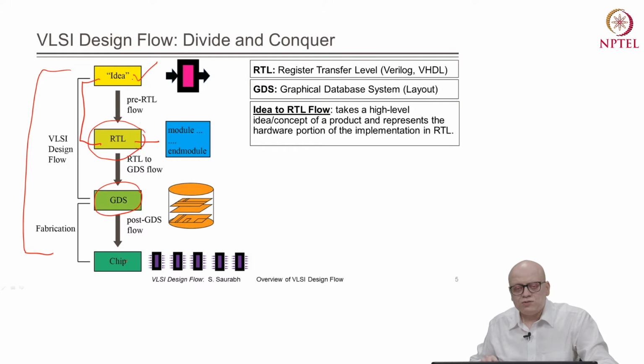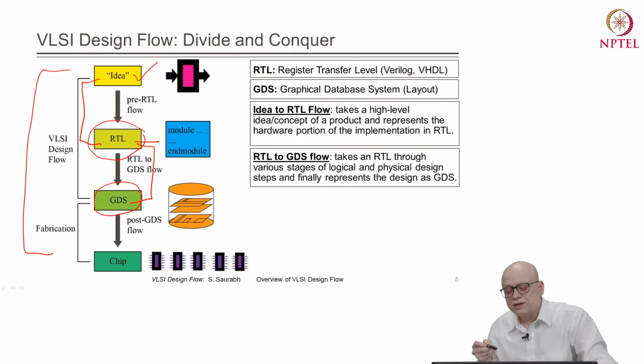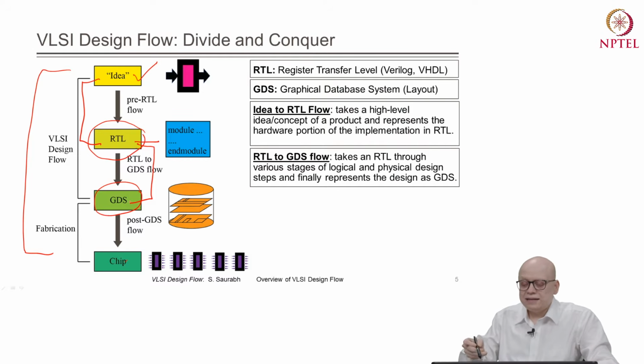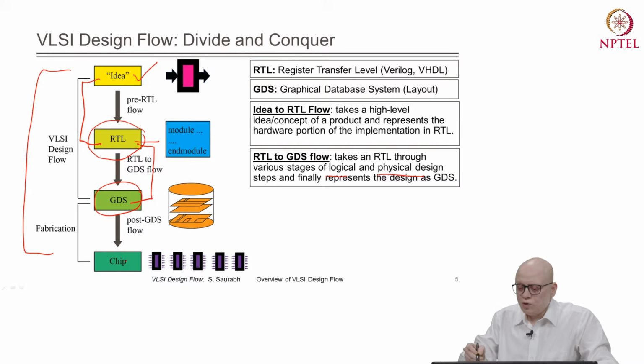And then once we have an RTL, then comes the RTL to GDS flow. So in this, what we do is that we take an RTL and take it through various stages of logical and physical design. What does logical and physical design mean? We'll look into that in the later part of this course. And at the end of the RTL to GDS flow, we get a layout which is represented in GDS form.